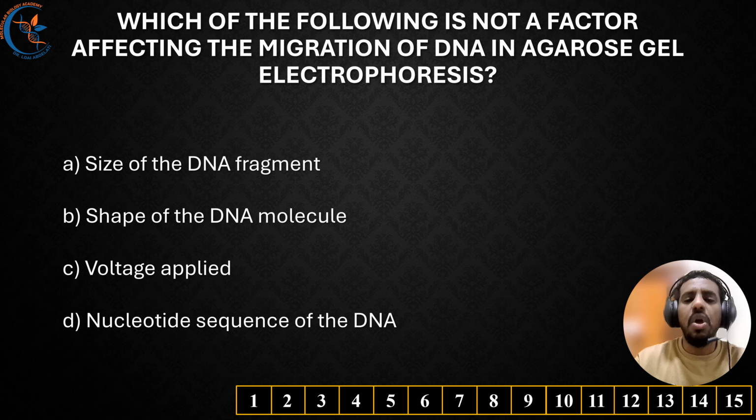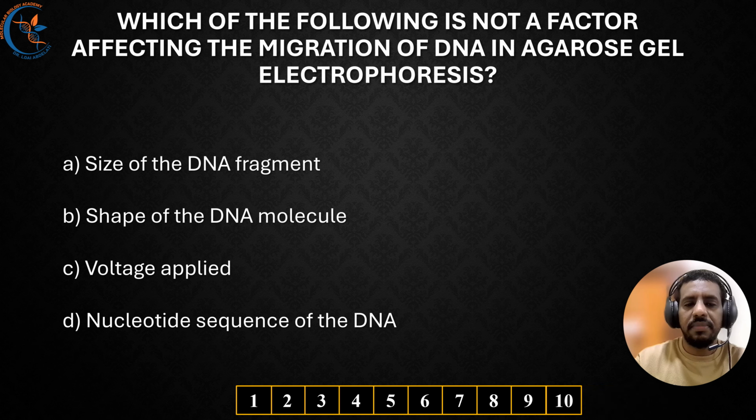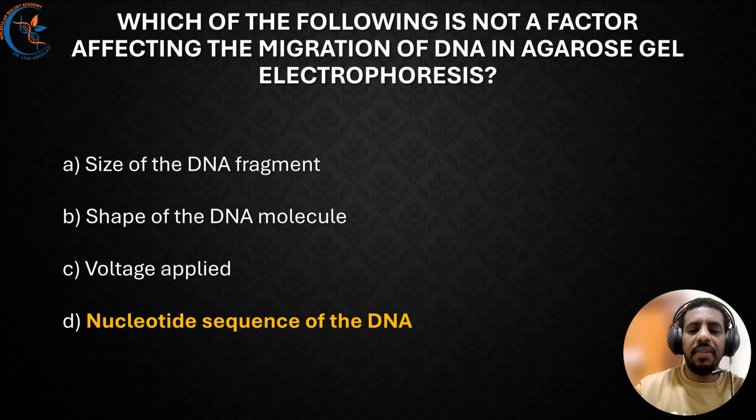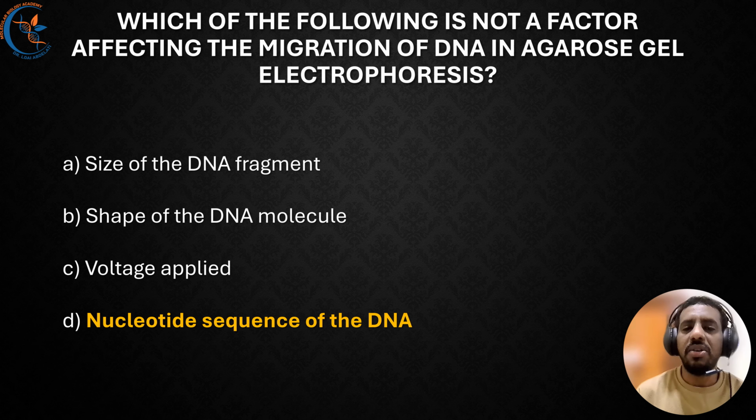All right, next question. Which of the following is not a factor affecting the migration of DNA in agarose gel electrophoresis? The correct answer is nucleotide sequence of the DNA. As we know, the migration of DNA in agarose gel electrophoresis is influenced by the size, shape, and charge of DNA, but not its nucleotide sequence.